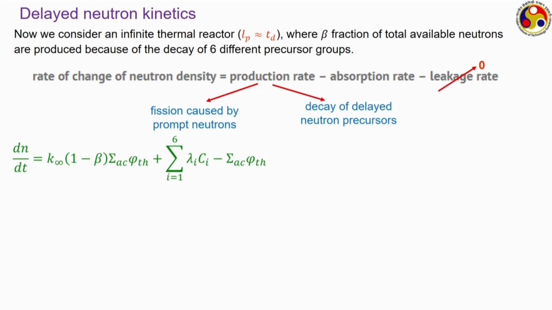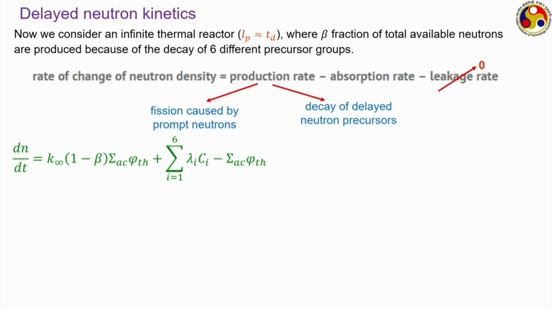Here, actually, in this equation there are two parts. One part, K infinity into sigma into phi thermal, is the one that is coming because of the fission caused by prompt neutrons, and K infinity into beta into sigma AC into phi thermal is coming from the delayed neutrons. Actually, I should not have written it this way. This is not the proper way of writing this. Sorry for that, just strike out what I have told earlier.